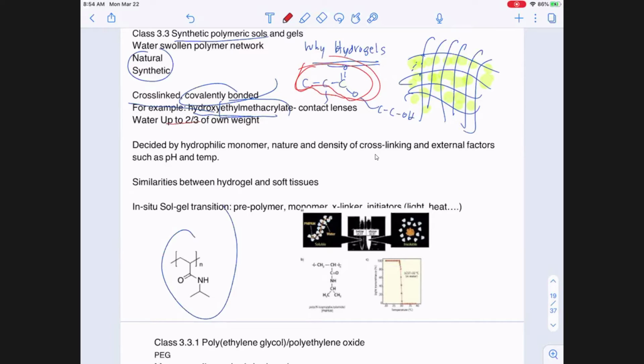It could be 80 to 90% water, it's possible. And generally, if we put a carbon here and link this one, like to a contact lens, we can make a lot of changes. It is decided by the hydrophilic polymer, the monomer, then the cross-linking, or things like pH value and temperature. And we can design a polymer.